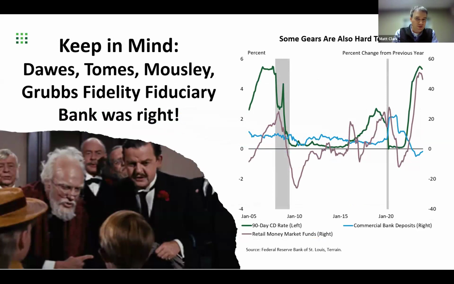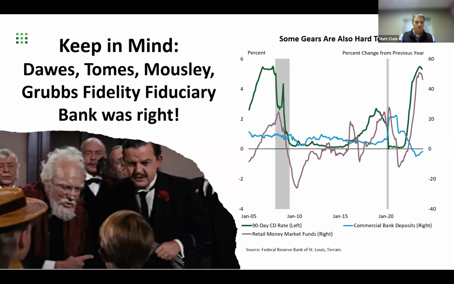What's important too to remember is that despite the Fed cutting interest rates, we all learned something in Mary Poppins, when little Michael goes to Dawes, Tomes, Mousely, Grubbs, Fidelity Fiduciary Bank, they tell him to do what with his tuppence? Well, they tell him to invest it because he gets interest out of it. Well, over this period of time, we've also learned that that principle is still true. So Mary Poppins was right? A good childhood lesson.